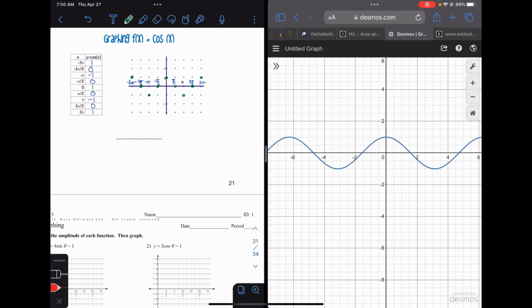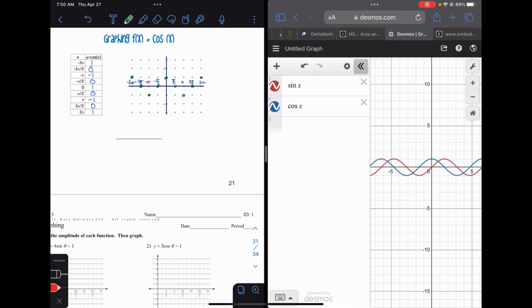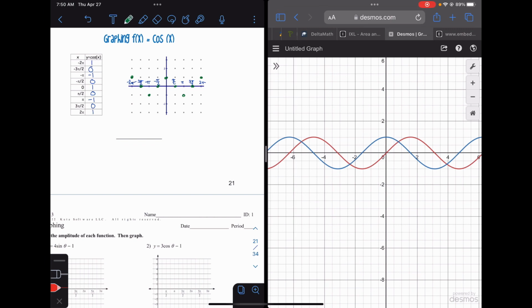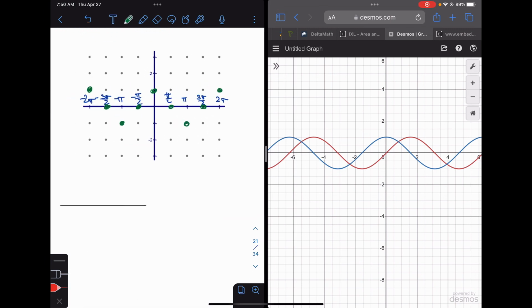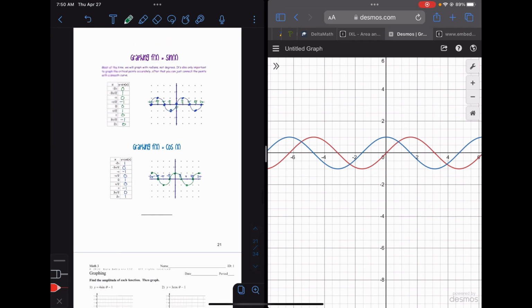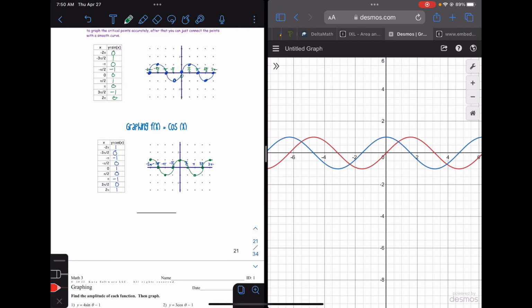It looks like this. So very similar to sine, it's just kind of shifted. I'll put them on the same graph so you guys can see what they look like together. The red one is sine, blue one is cosine. So again, we graph them like half circles. So that guy starts there, half circle there, half circle there, half circle there, and that. All right. So that is the graph of cosine.